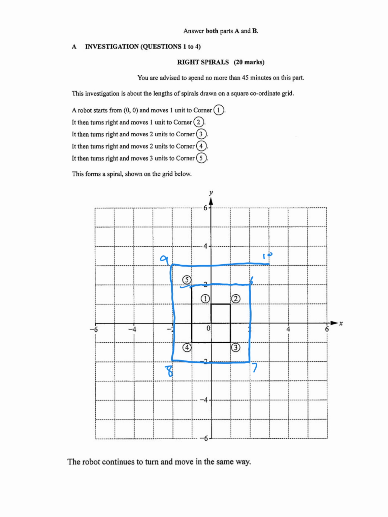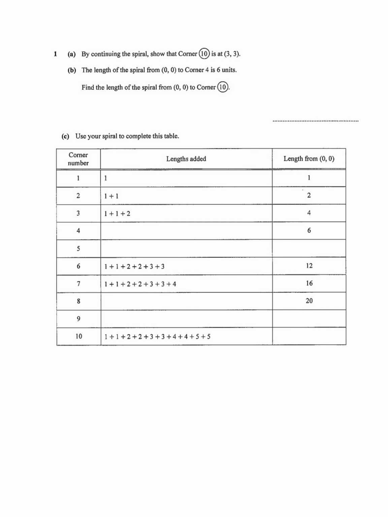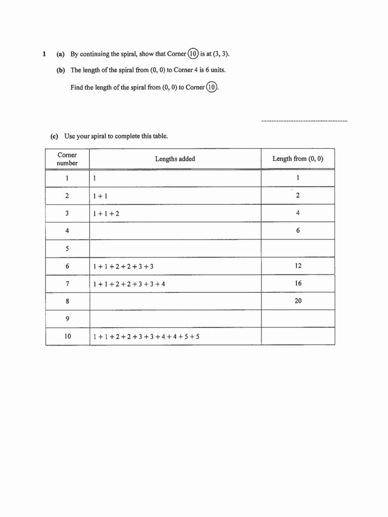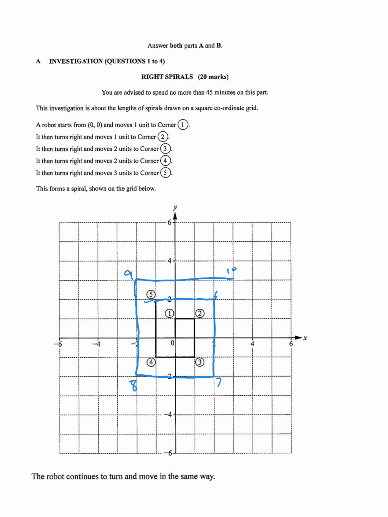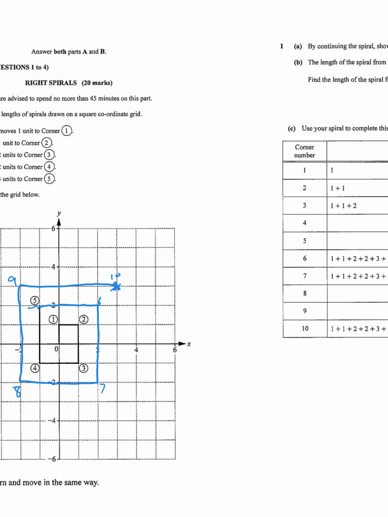What does it say then on the next page? By continuing the spiral, show that corner 10 is at 3, 3. Hopefully we've done that. Yes, there we are. It is there. 10 is there. Oh, missed it, but it's there at 3, 3. Okay, now let's move on.